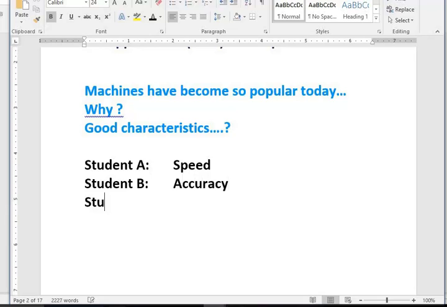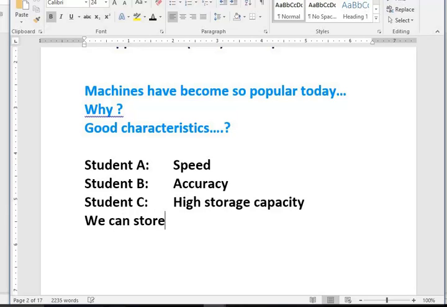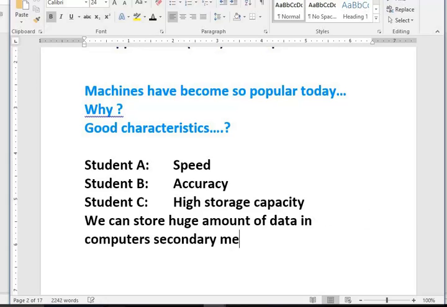Oh, very good. Student C, why have the machines become so popular? Sir, machines have high storage capacity, sir. High storage capacity means we can store a huge amount of data in the computer's secondary memory, sir, for future use. That's why high storage capacity is a good characteristic of computer systems, sir. Oh, very good.